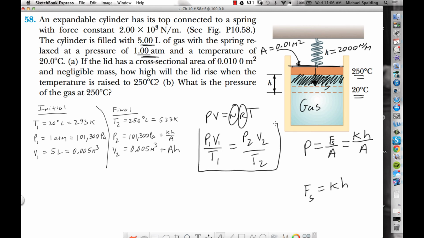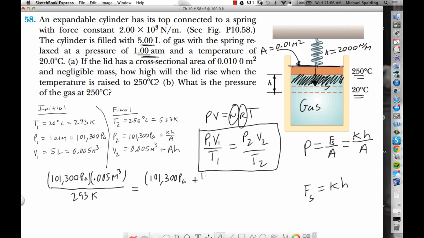And then we plug into this, and you're going to see the only thing missing is H. All right, so we plug in here. So P1 is 101,300. V1 is 0.005. T1 is 293. P2 is 101,300 plus KH over A. And then V2 is 0.005 cubic meter plus AH. And then T2 is 523.